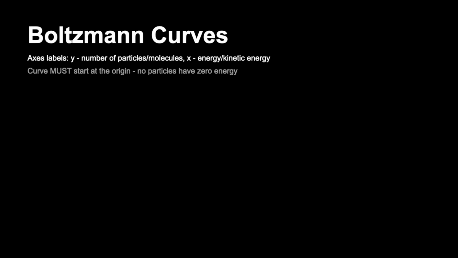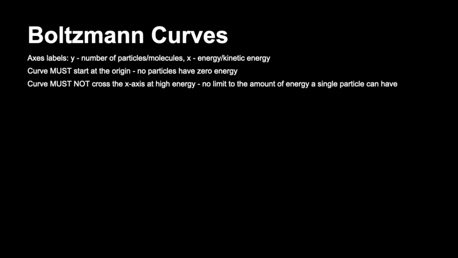Still with rates, but moving on to Boltzmann curves, the axes labels: the y-axis is the number of particles or number of molecules. The x-axis is the energy or kinetic energy. Your curves must start at the origin because there's no particles that have 0 energy. And the curve must not cross the x-axis at high energy. It has to asymptote because there's no limit to the amount of energy a single particle could have.